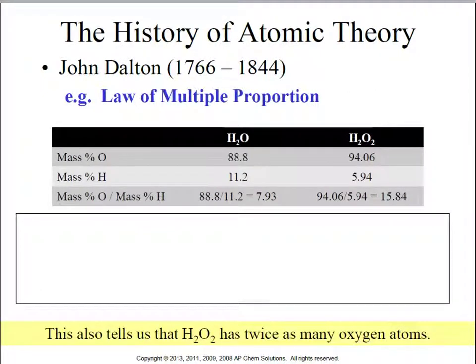Actually, the same thing ends up working if we do it with the masses. So if we divide the percent by mass of oxygen in hydrogen peroxide by that in water, that is the ratio of the two mass percentages, we would find, once again, it's 2. So this tells us that H2O2 has twice as many oxygen atoms as water does.